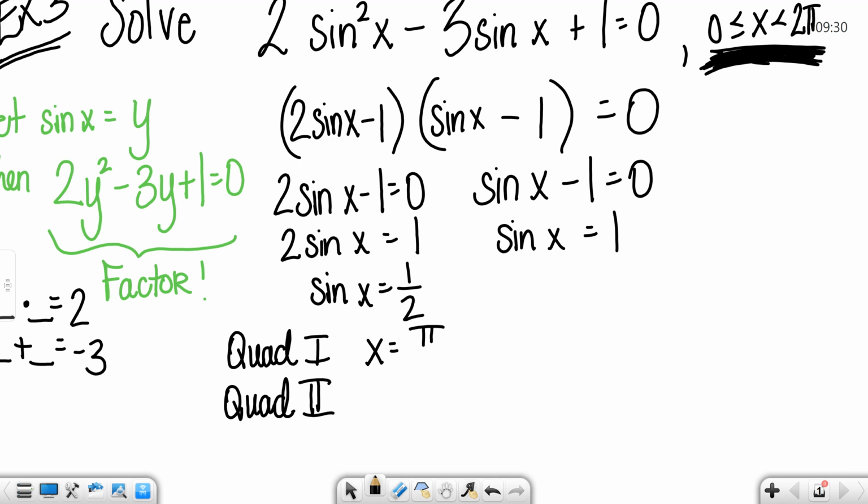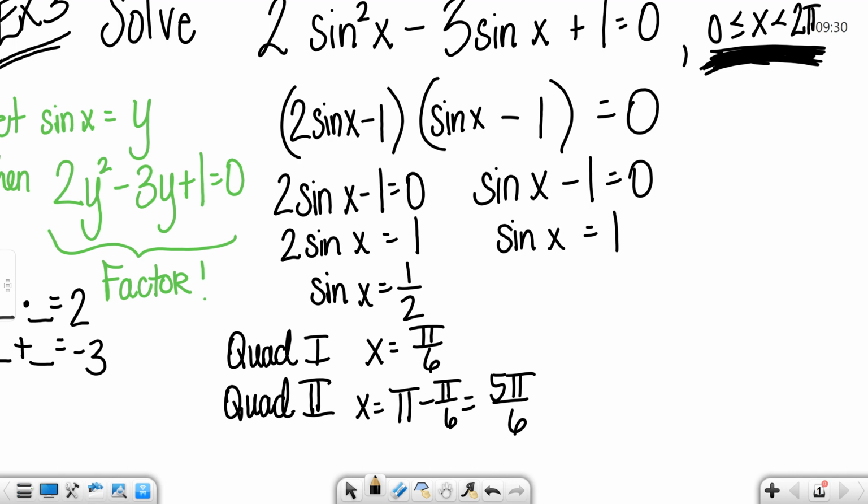Okay, so in quadrant 1 at pi over 6, the y value is 1/2. So the sine of pi over 6 is 1/2. In the second quadrant, which would be pi minus that pi over 6, so at 5 pi over 6, the sine is 1/2. So there's 2 solutions, pi over 6 and 5 pi over 6.